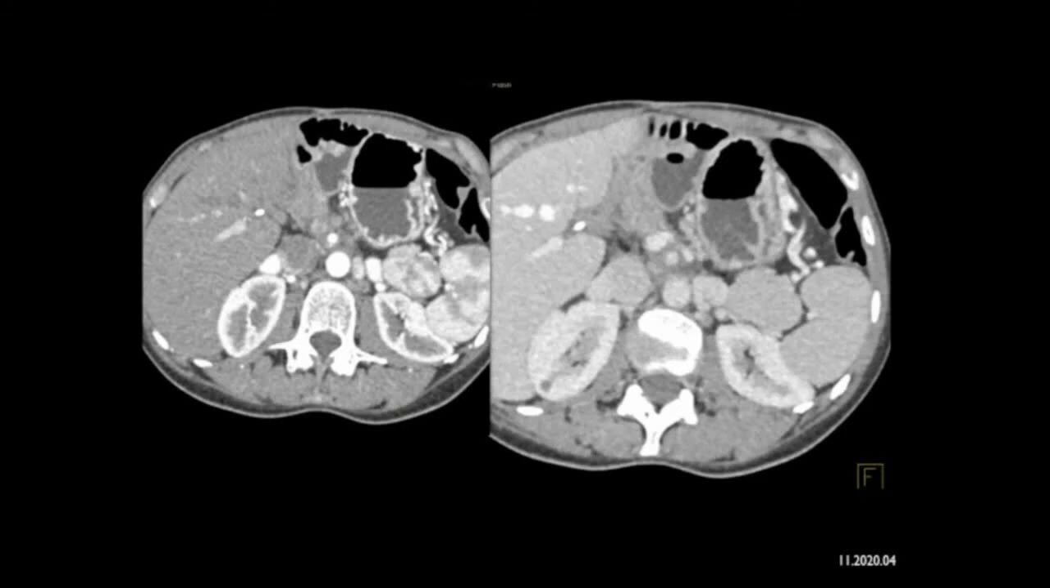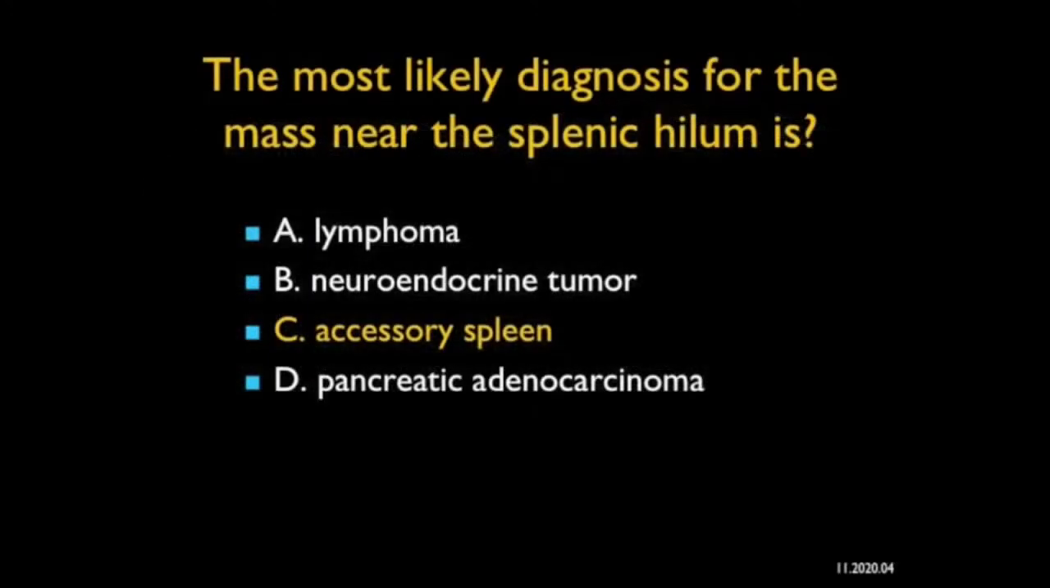Lymphoma can occur in that region, but it's not going to be vascular. Pancreatic adenocarcinoma is hypovascular as well. So what about a neuroendocrine tumor? The differential is often neuroendocrine tumor versus accessory spleen. And the way you can tell things apart is that neuroendocrine tumors are usually more vascular, but also the moire pattern and the matching of the splenic enhancement with the accessory spleen. That makes life very easy.